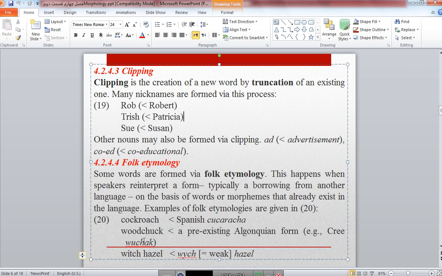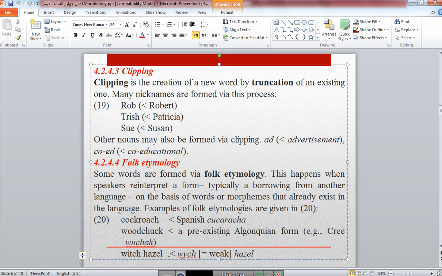Or woodchuck, again, it's a pre-existing form. We borrow it from another language and pronounce it like the English words wood and chuck. Or witch hazel, you see here, again, it's a kind of borrowed word.